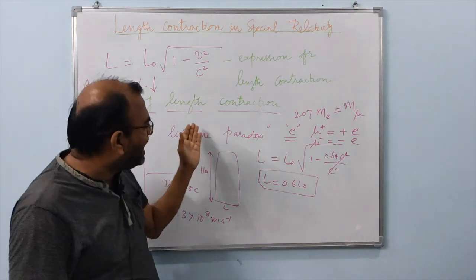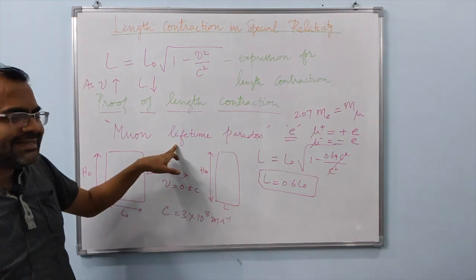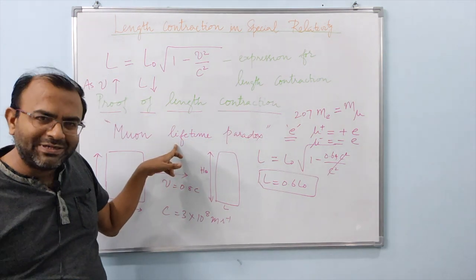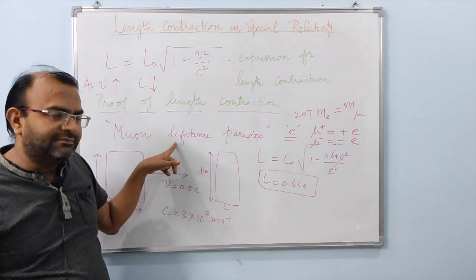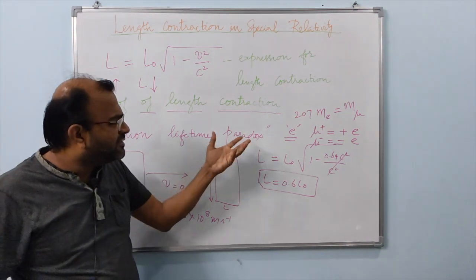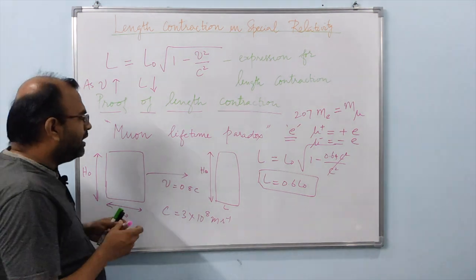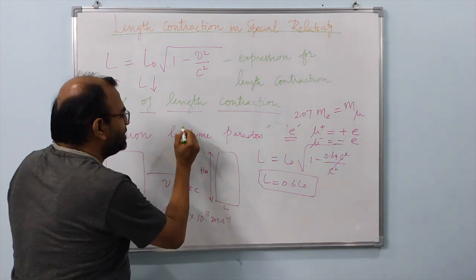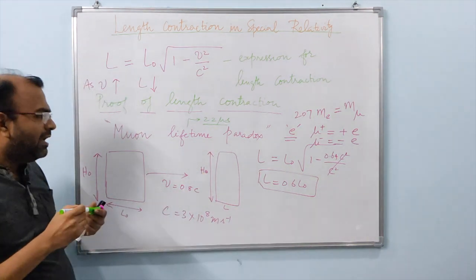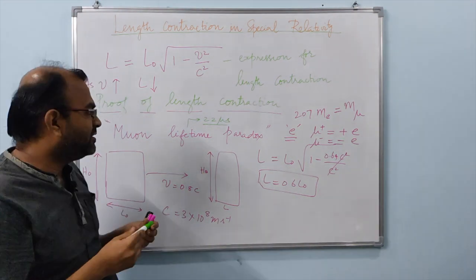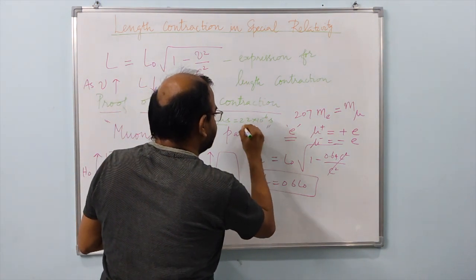Now, how can one explain the decay of muons? The time it takes for a subatomic particle to decay into other particles is called the lifetime of that particular particle. So when we say muon lifetime paradox, where is the paradox? These muons have a very short lifetime of only 2.2 microseconds. The muons decay only in 2.2 microseconds. A microsecond, we know, is 10 power minus 6 seconds.